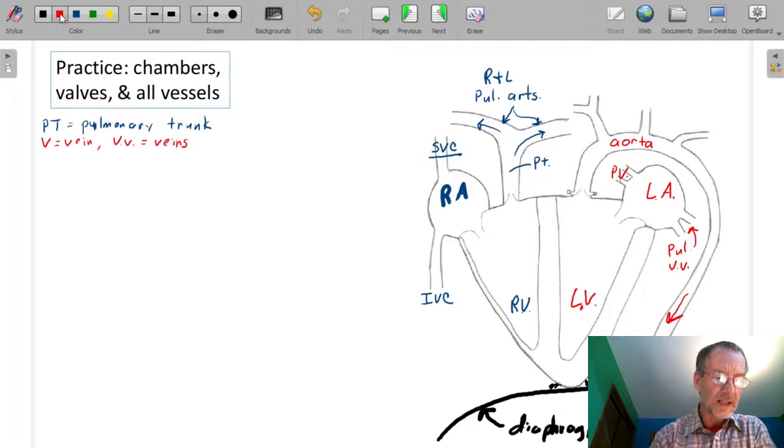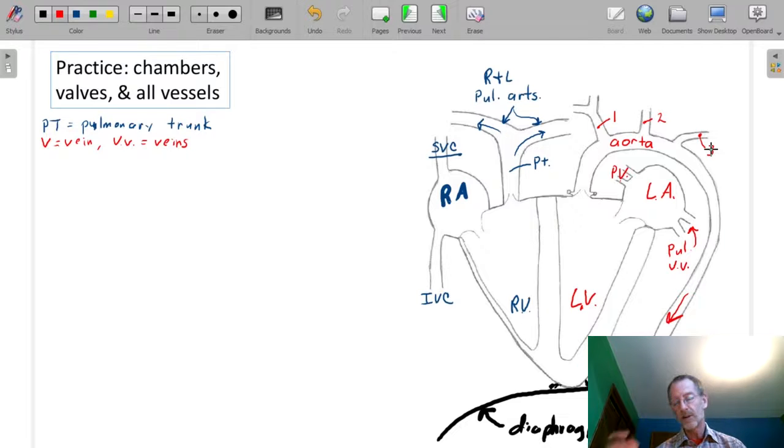Let me go ahead and number these things before I forget. So what we're going to do, we're going to come back and number or identify this, which will be 1, and then this will be 2. This will be our third branch off of the aortic arch. So you'll need to identify those in order. We'll go through those in a minute. And then number 1, branches.